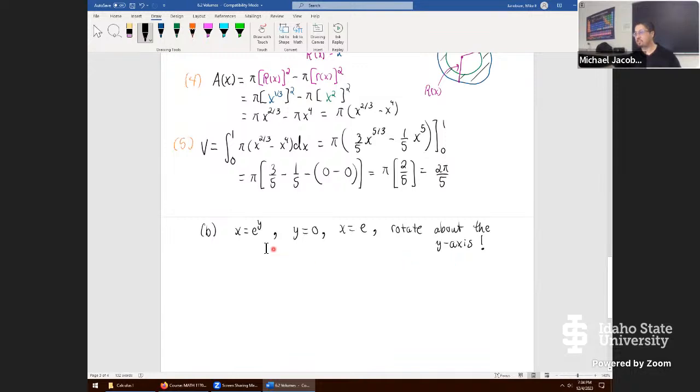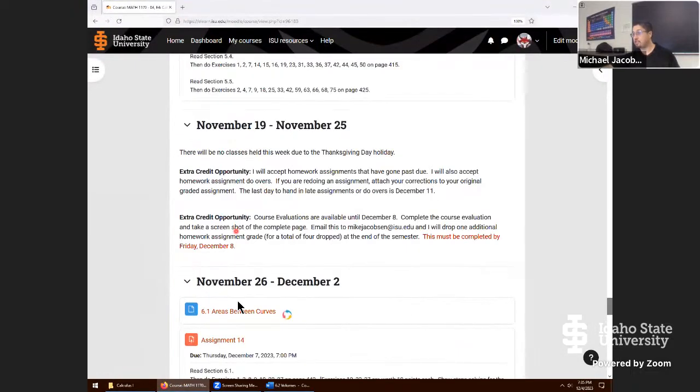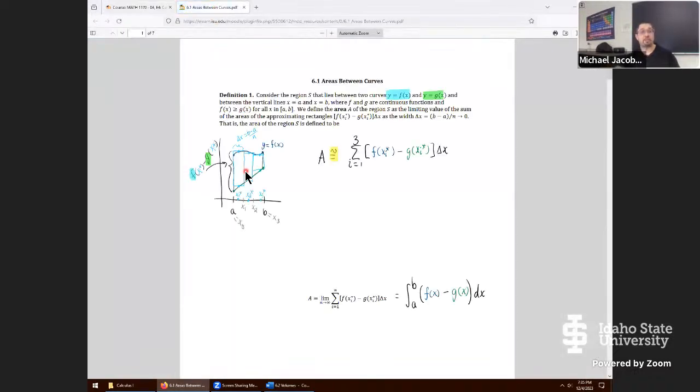But you know what else is suspicious? That function is really kind of weird, right? X equals e to the power y. X is the dependent variable on this one, and y is the independent variable. So the strategy we're going to use on this could be similar to what we saw before. Let's take a look at 6.1 just for the moment. In 6.1, all we wanted was areas between curves.